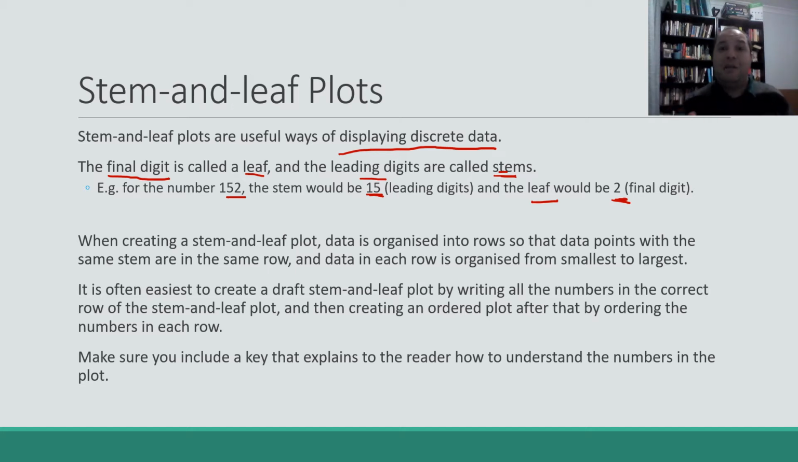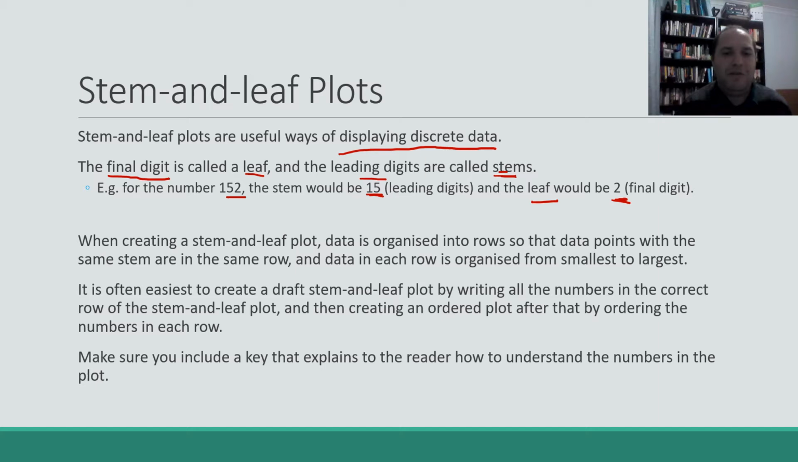And then once you've got the numbers all in the right rows, you can then convert it into a good ordered second draft or final copy of your stem and leaf plot by ordering each row one at a time. I'll show you what that looks like in an example.